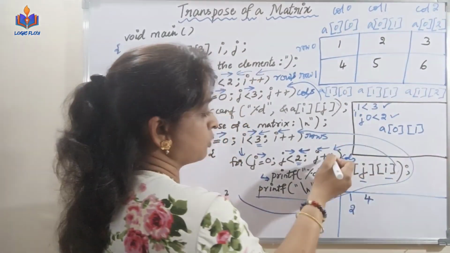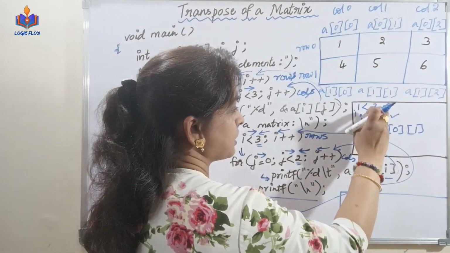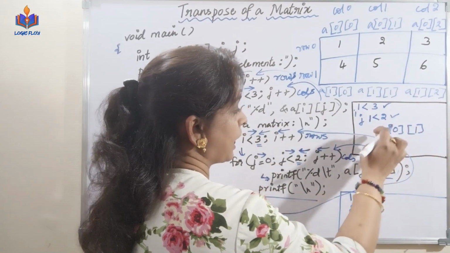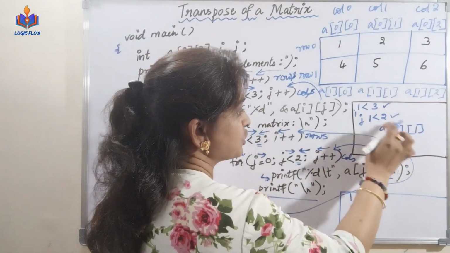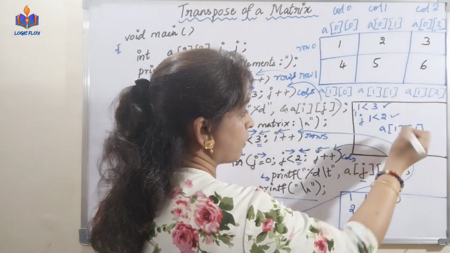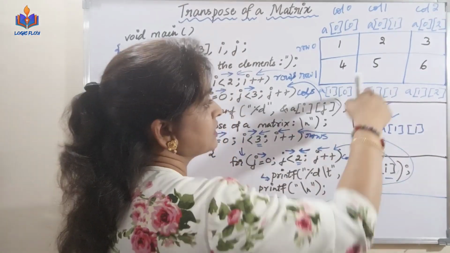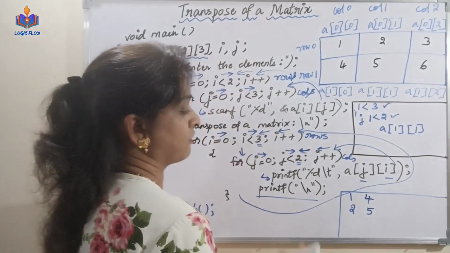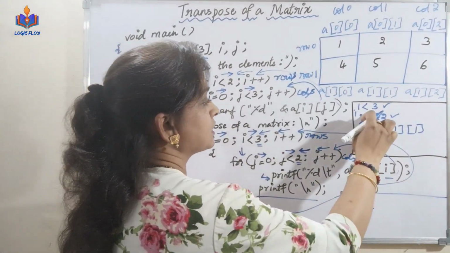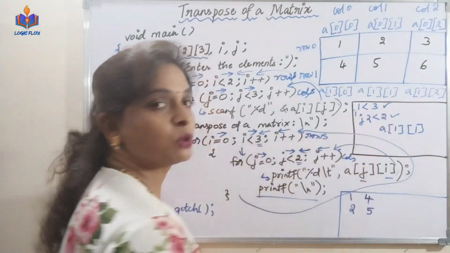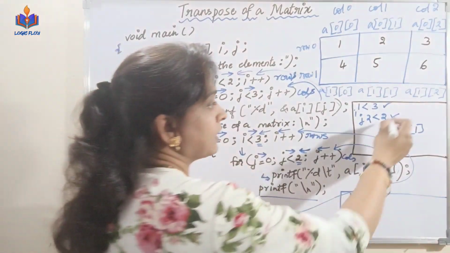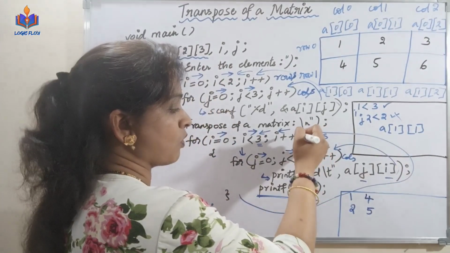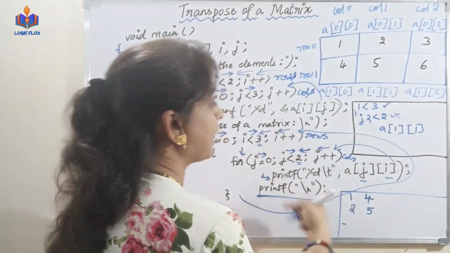Then again inner loop progress. j gets increased. j becomes how much? It becomes 1. Now print a of ji. What is j? It is 1. What is i? It is 1. What is a of 1, 1? It is 5. So it is 2, 5. Again take a loop progress. j becomes 2. 2 less than 2. Condition not satisfied. Inner loop terminates. Execute this new line. Cursor will come to the next line. And then go to the outer loop.